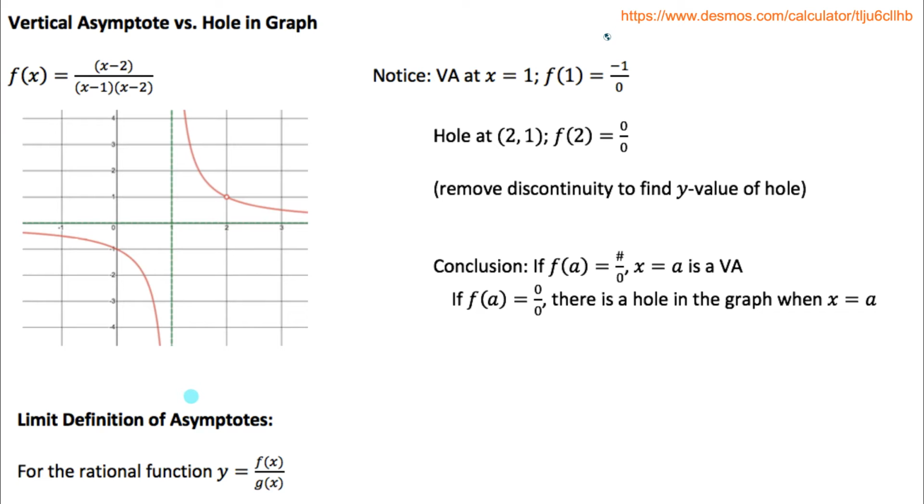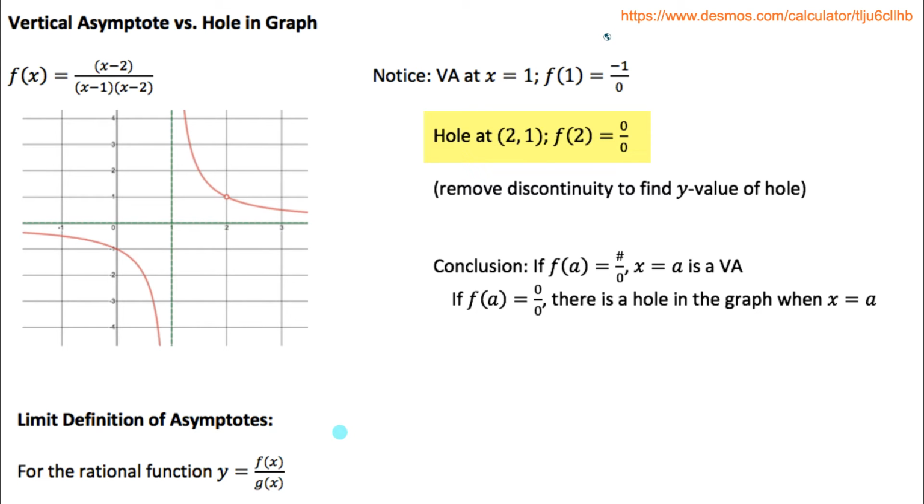Why on this graph is there a vertical asymptote at x equals 1, but a hole in the graph at x equals 2? Because both of those numbers make the denominator be 0. If I were to plug 1 into the f of x function, I would get negative 1 over 0. I would get a number over 0. When that occurs, you get a vertical asymptote at that x value. But if I were to plug 2 into this function, I would get 0 over 0.